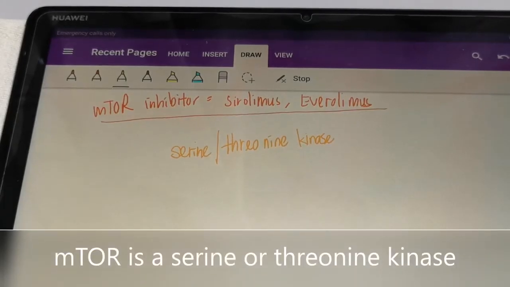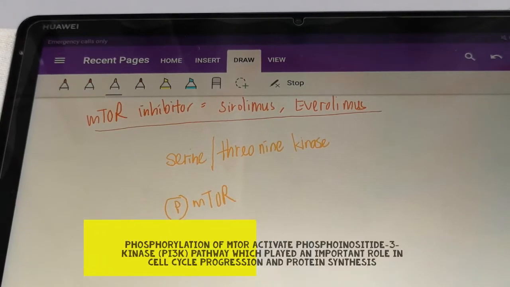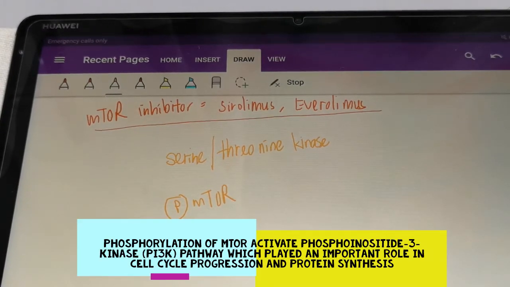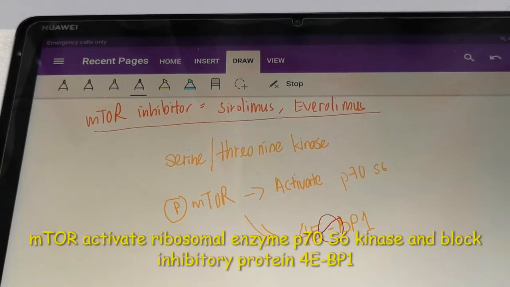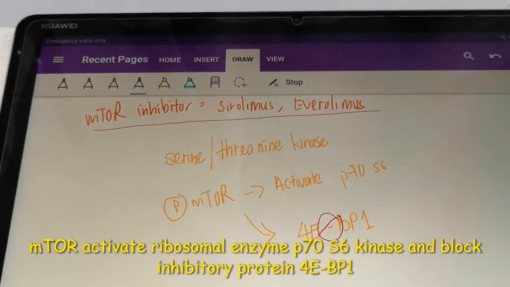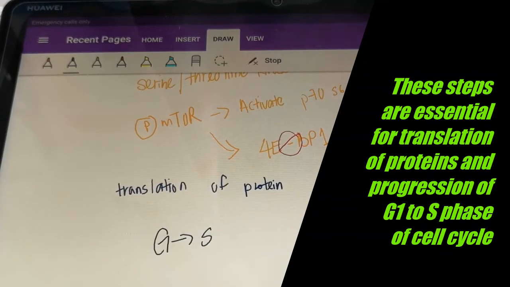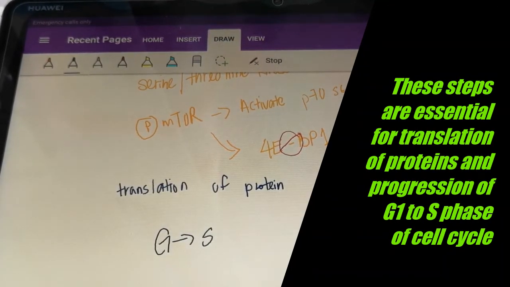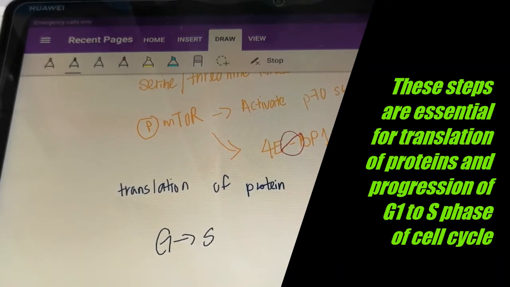mTOR is a serine or threonine kinase. Phosphorylation of mTOR activates the PI3K pathway, which plays an important role in cell cycle progression and protein synthesis. mTOR activates ribosomal enzyme P70S6 kinase and inhibitory protein 4E-BP1. These steps are essential for translation of protein and progression from G1 to S phase of the cell cycle.